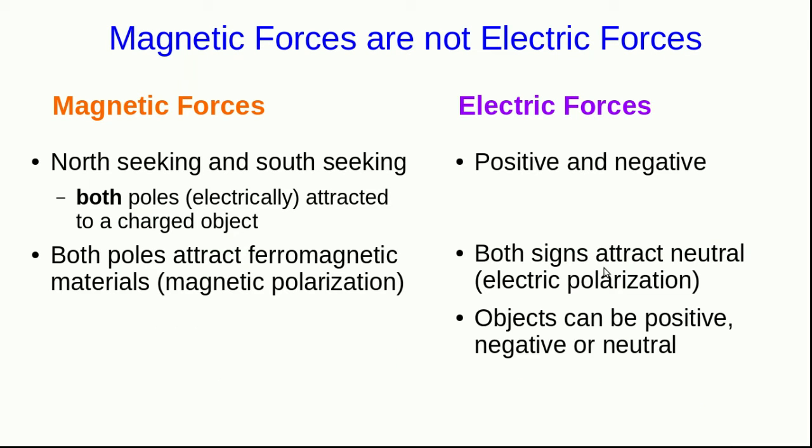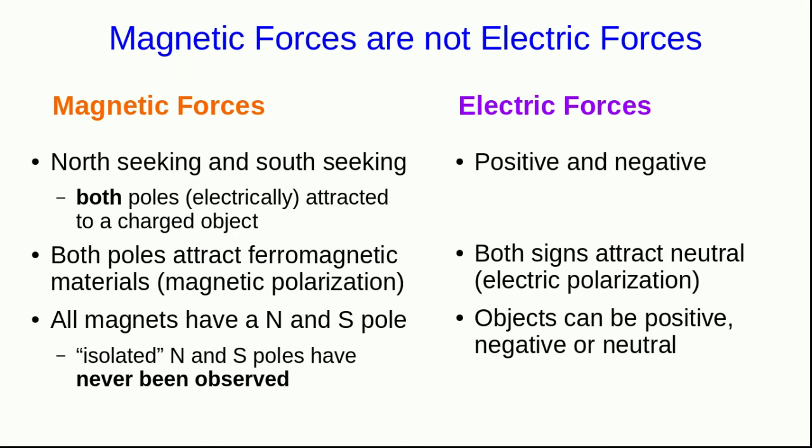Another big difference between electric forces and magnetic forces is a difference again between charges and poles. Electrically charged objects can be positive or negative or neutral. However, all magnets have both a north-seeking pole and a south-seeking pole. Isolated north poles and south poles have never been observed.